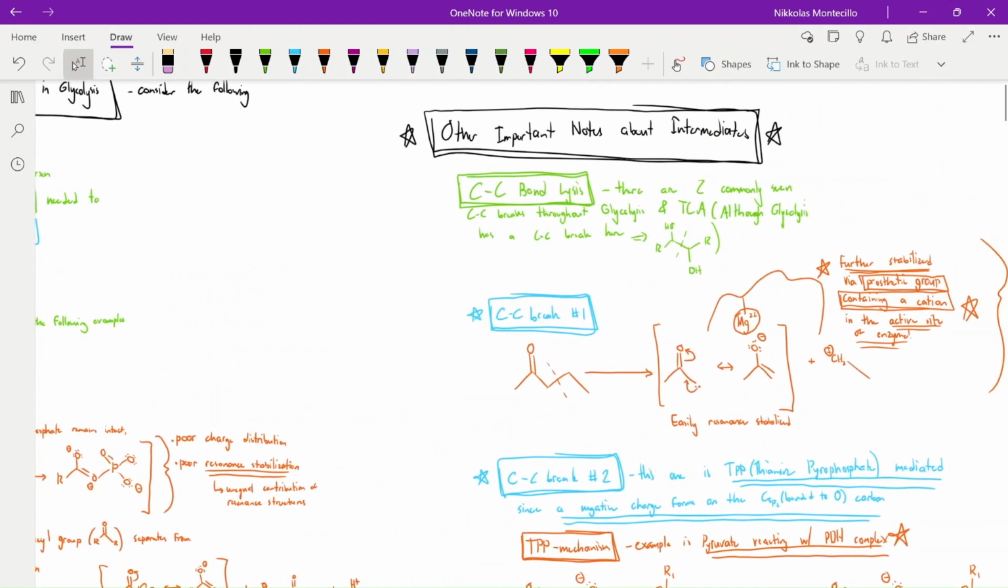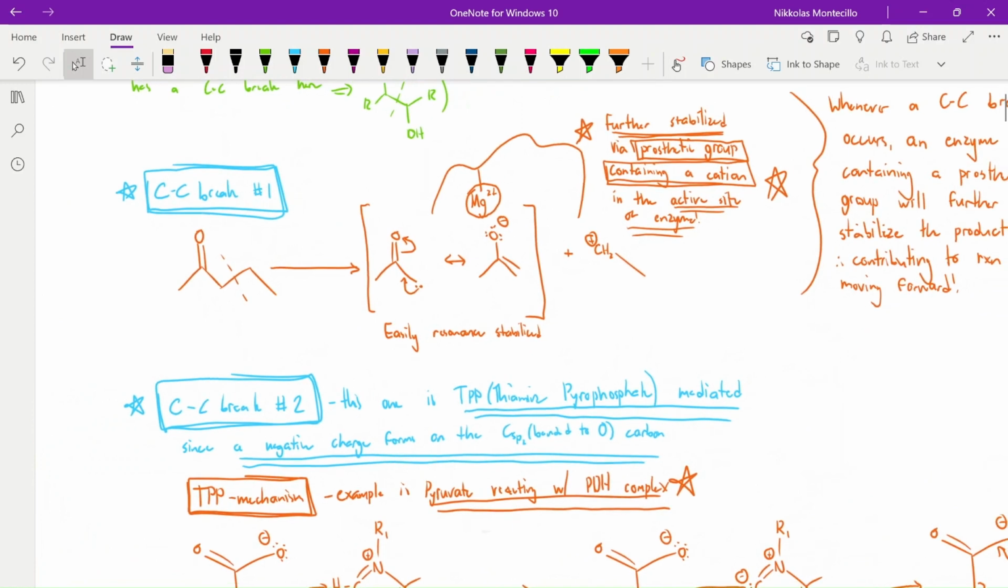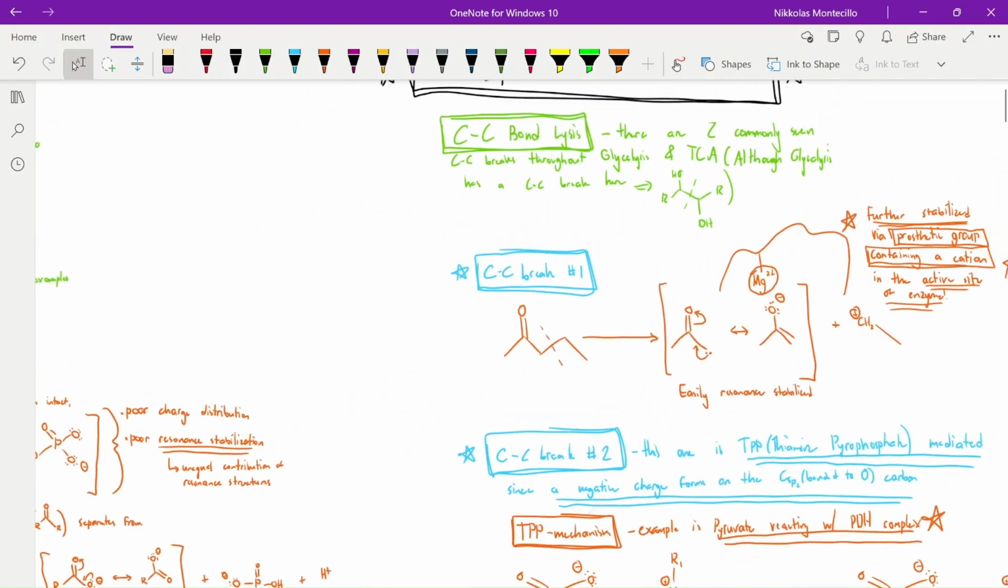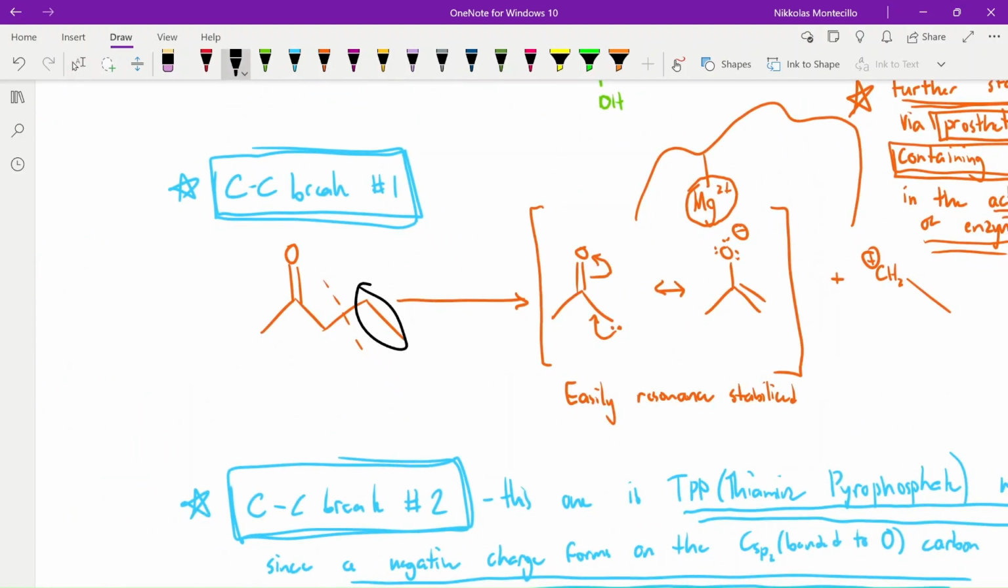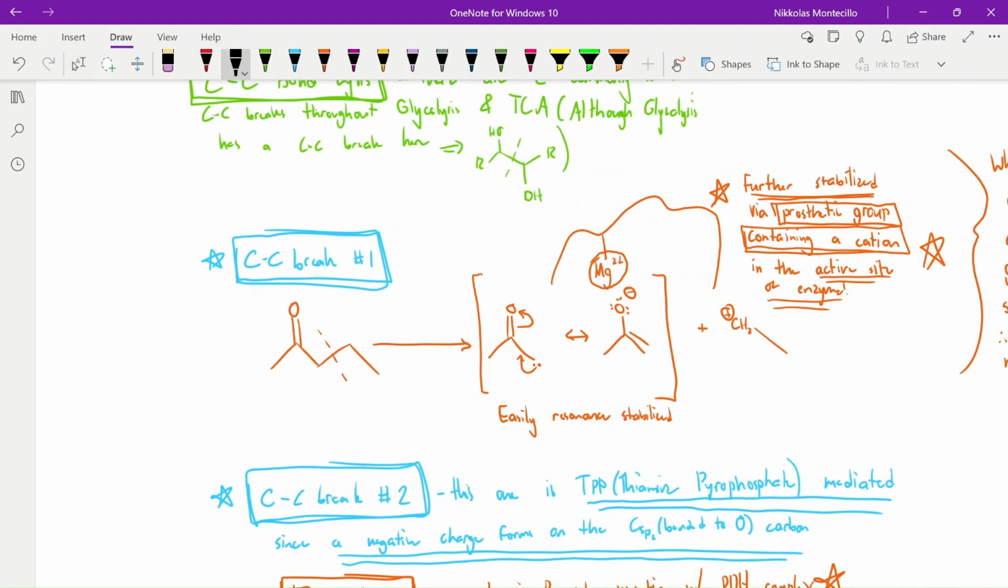Now, along with that, there are other important notes that we need to consider about high energy intermediates. So, carbon-carbon bond lysis. There are two commonly seen carbon-carbon breaks throughout glycolysis and the citric acid cycle. Glycolysis has a carbon-carbon bond break here. So, when a carbon-carbon break occurs, say for example, this acyl group is separated from this hydrocarbon chain, we can see that the product is resonance stabilized. We can see that the acyl group is resonance stabilized by a prosthetic group containing a cation in the active site of an enzyme, right?